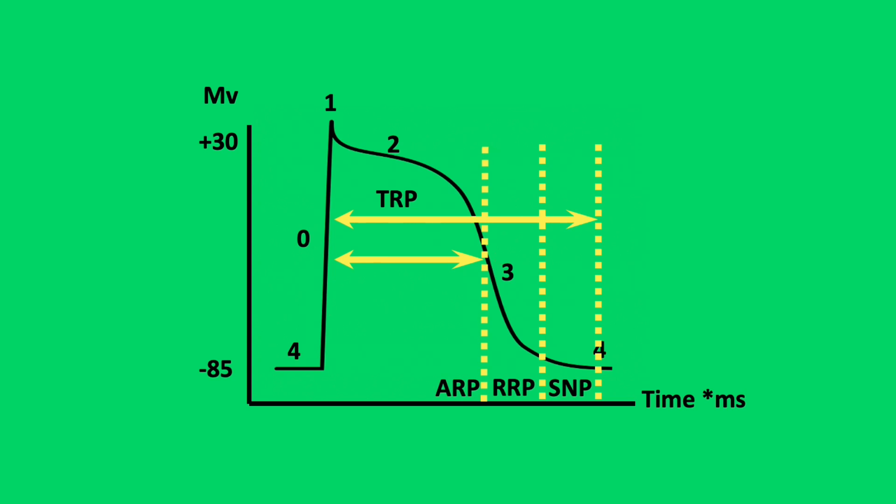The relative refractory period, which requires a larger stimulus, and finally the supernormal period, during which the threshold is lower than the typical required to generate an action potential.